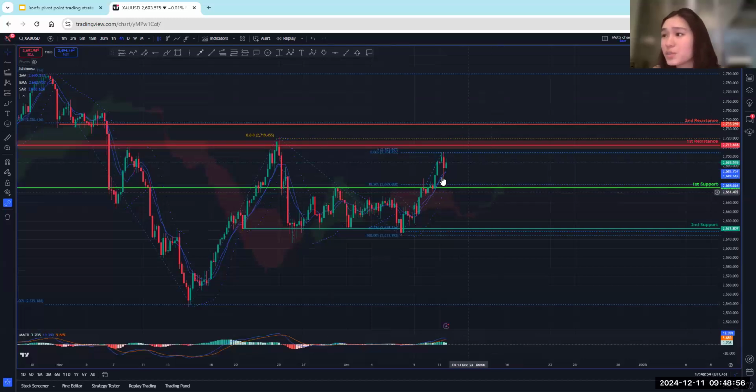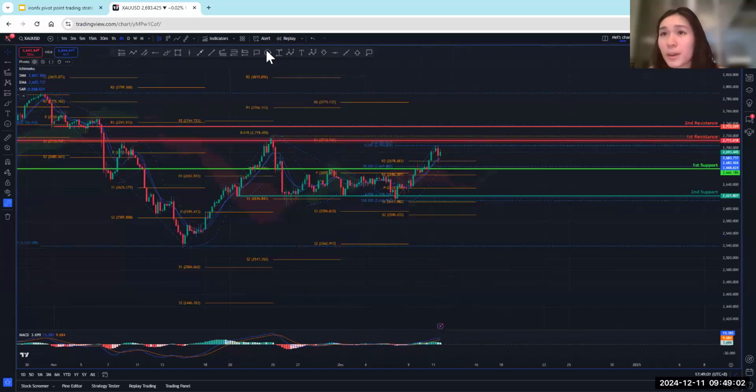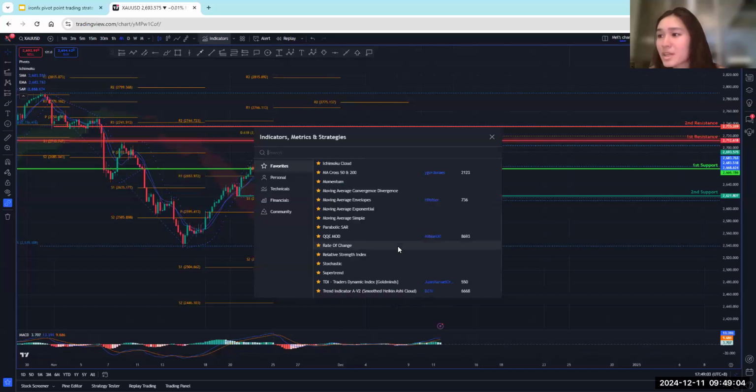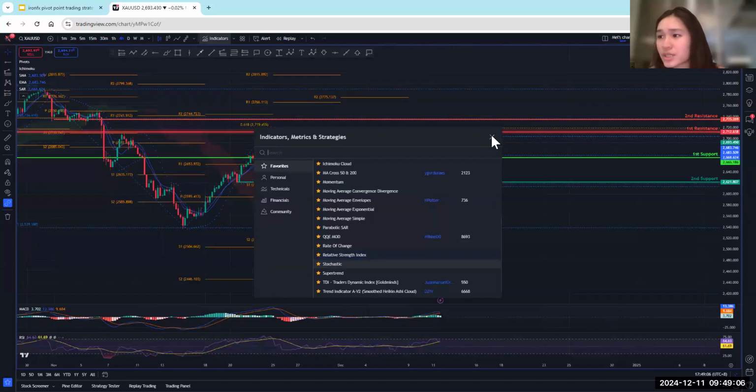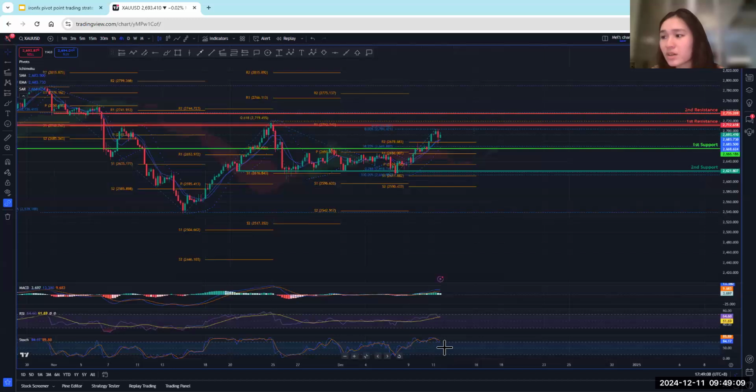You can see prices moving above all of the indicators. And let's look at our RSI and stochastic as well. Okay, they're all pretty bullish as well. Yeah, with prices moving kind of into that overbought region a little bit.